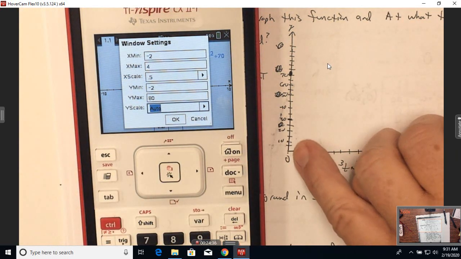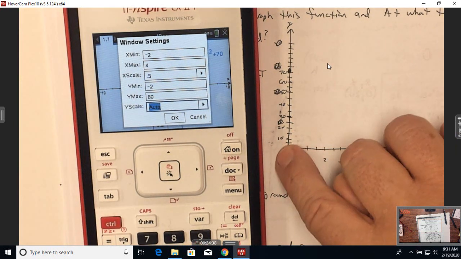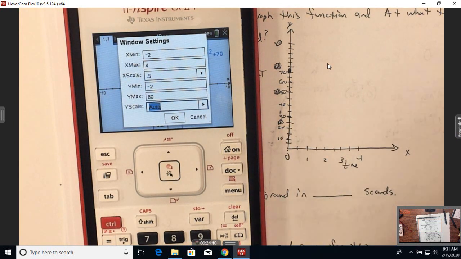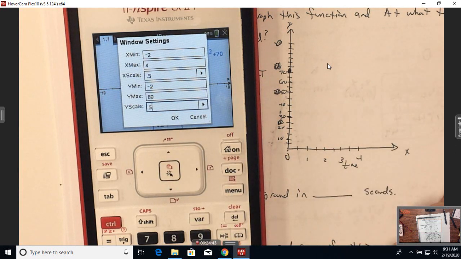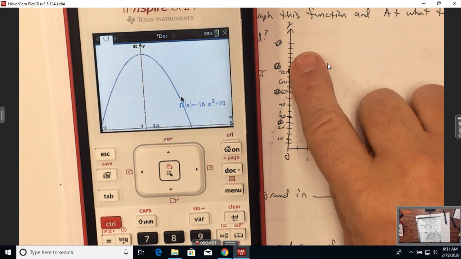Tab. And what are we going to count by? What am I counting by here in my picture? 5, 10, 15, 20. So that's counting by 5s. That's your scale, what you're counting by. You good with that? Got it entered? Go to tab. Okay. Looks kind of like that, right?